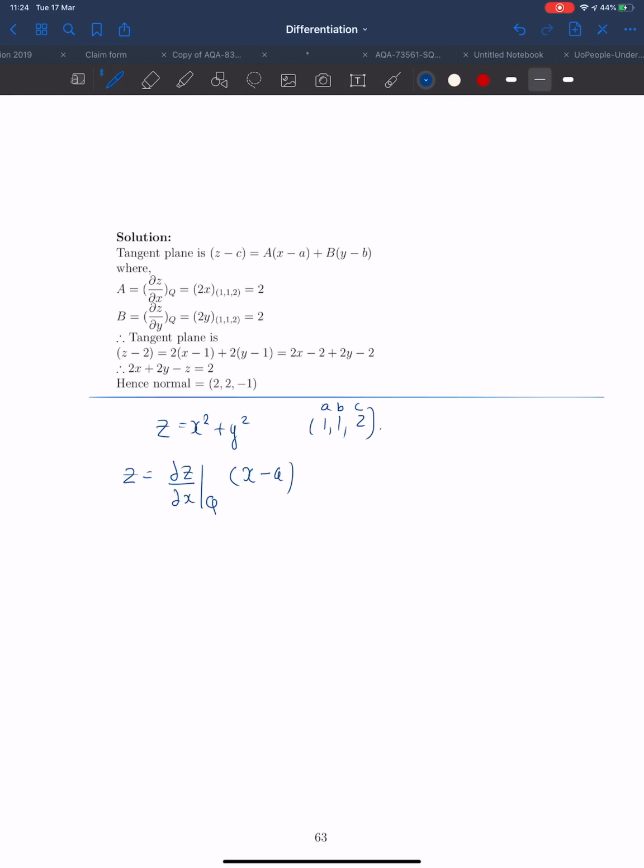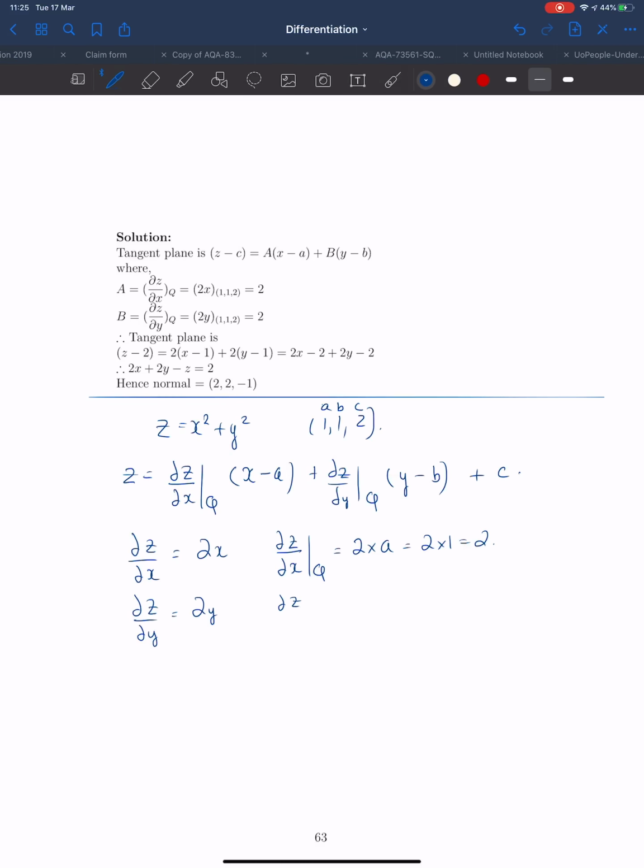x minus a, so it's the x coordinate of the given point, plus dz dy, these are partial, curly d's, evaluated at q, times y minus b, and then plus c. So we end up with dz dx is 2x, because the y is a constant. So dz dx evaluated at q is 2 times a, 2 times 1, which is 2. dz dy is 2y. dz dy evaluated at q, 2 times the b.